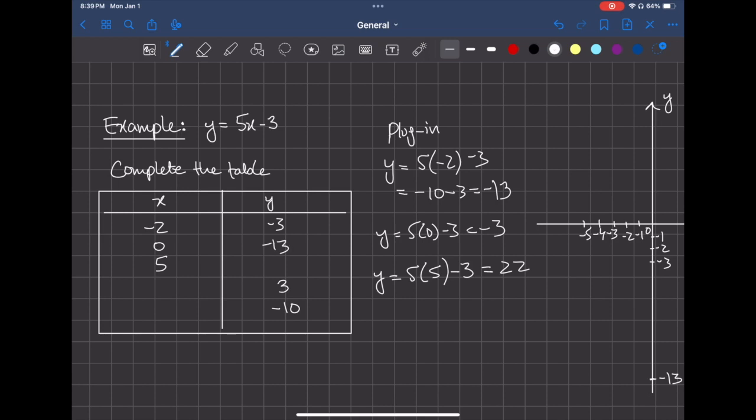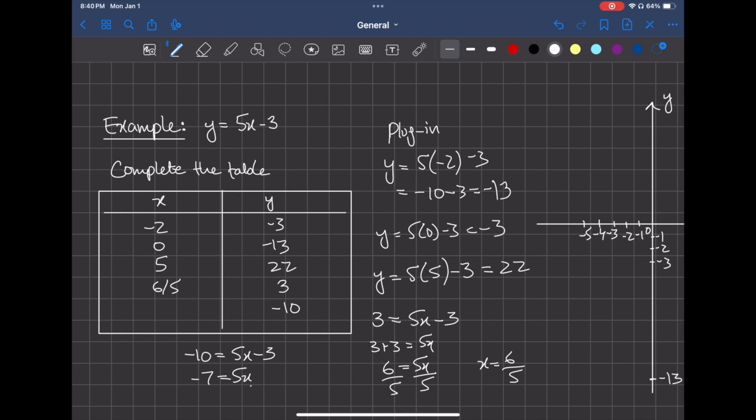Now we plug in values of y to find the corresponding values of x. So plugging in y equals 3, we get 3 equals 5x minus 3. The 3 on the right side goes and adds on the left, becoming 3 plus 3 equals 5x, or 6 equals 5x. Then we divide both sides by 5, and that gives us x equal to 6 over 5. Lastly, we have negative 10, which gives negative 10 equals 5x minus 3. Similarly, the 3 adds on the right side, so we get negative 7 equals 5x, and dividing both sides by 5 gives us x equals negative 7 over 5.